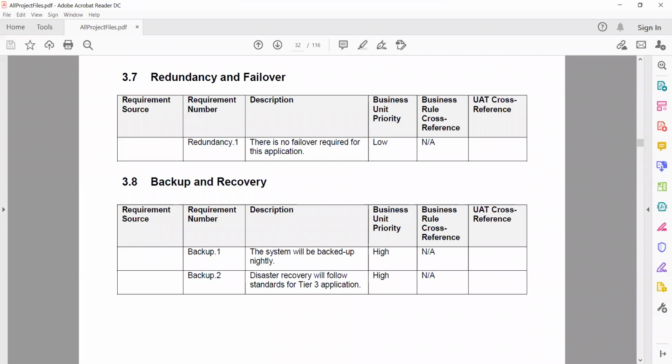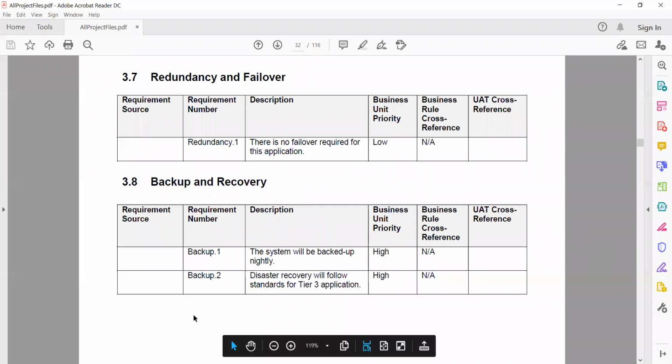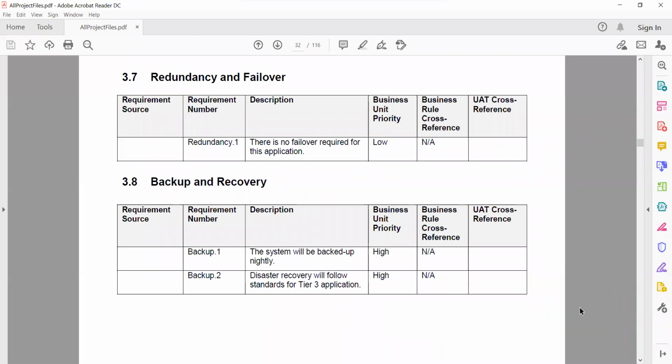What does redundancy talk about? Because it is a low priority. Right, so typically redundancy talks about, do I have a duplicate environment which acts as a redundant to this one? So for example, in this scenario, it says it's a low priority and there is no failover requirement.